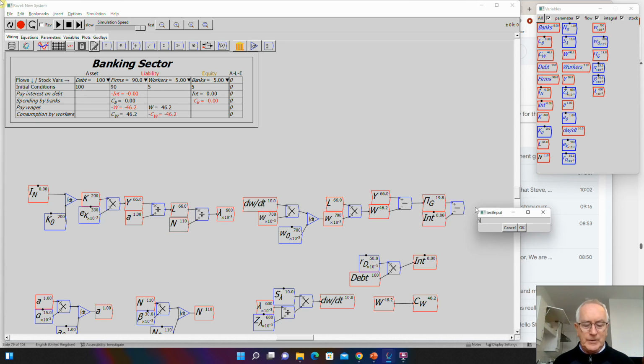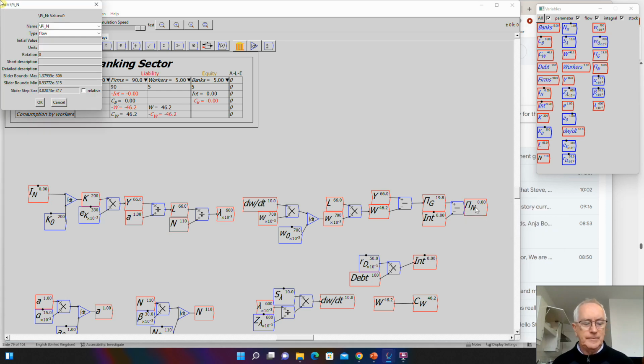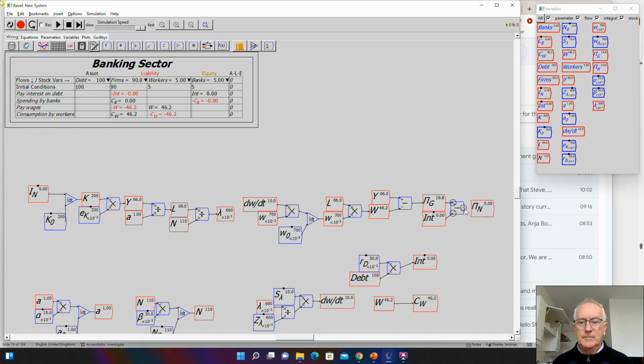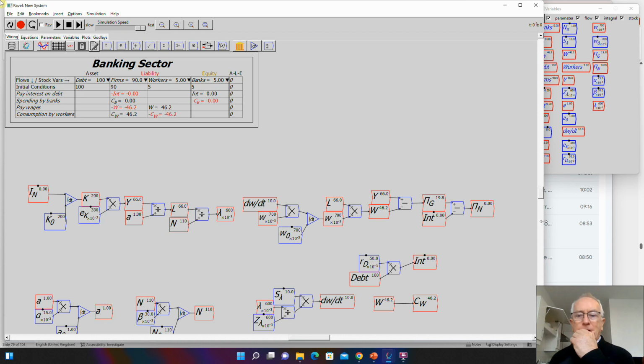So backslash capital PI underscore N for net. Now there's net profits, and now we have investment, the desire to invest. And that's going to depend on the rate of profit. So I was quickly just going to now define the rate of profit. So take a copy of, that's where it's K over here. Divide net profit by the capital stock, and you have the rate of profit.